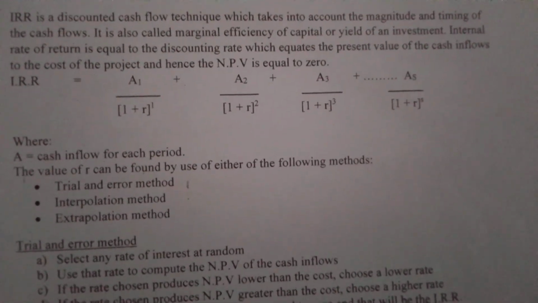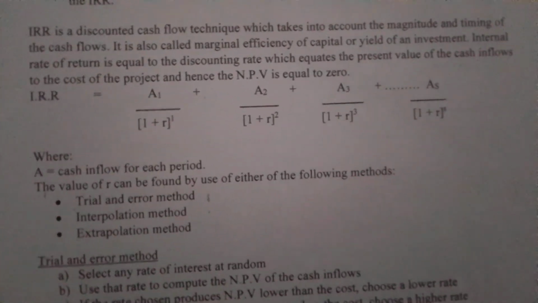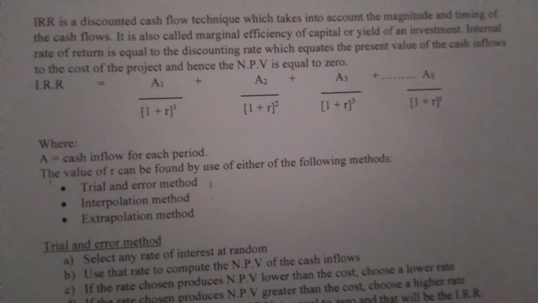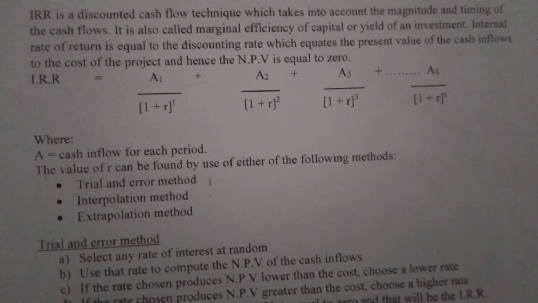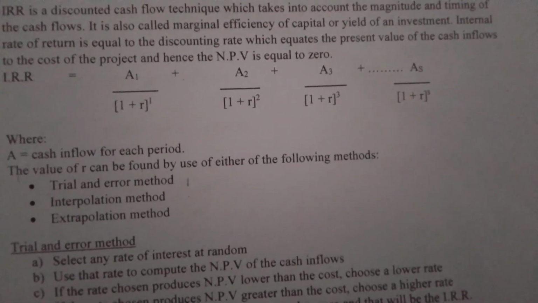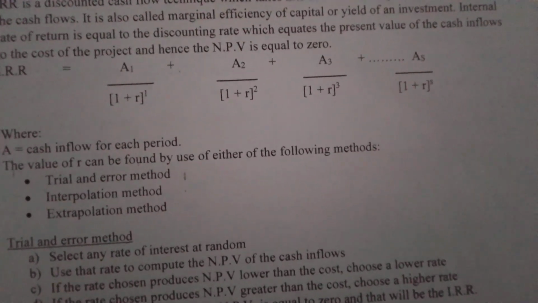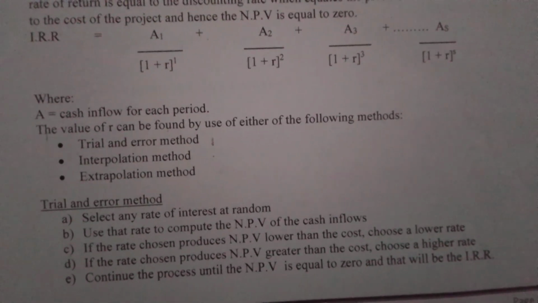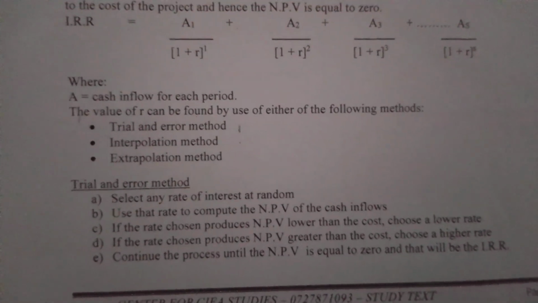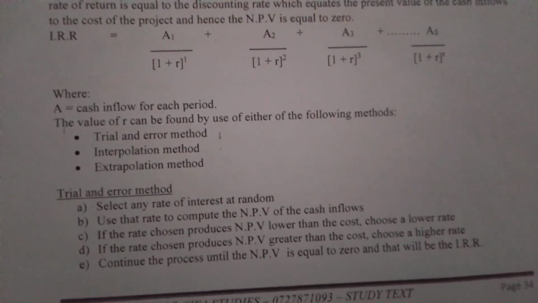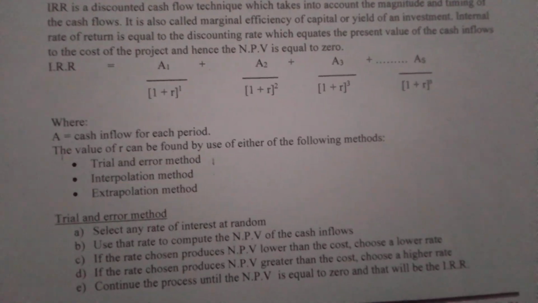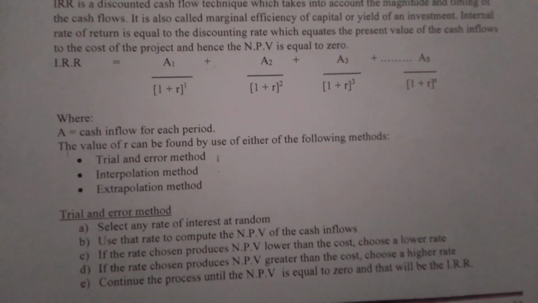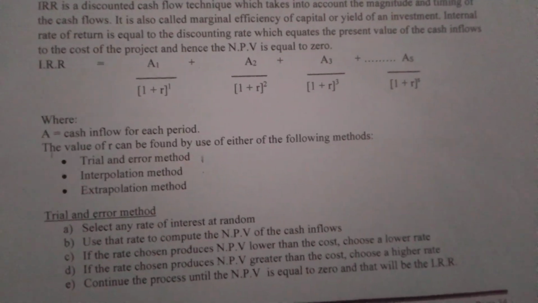Now let me show you an example of what I mean by A1 over 1 plus r raised to 1 plus A2 over 1 plus r raised to 2, that way. Before I come back to that, I'll show you in a while. Let me complete the notes first, where A is the cash inflows for each period. So A there is the cash flows that you are receiving for year 1, year 2, year 3.